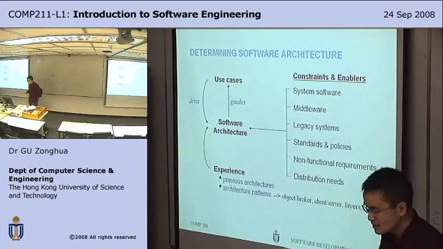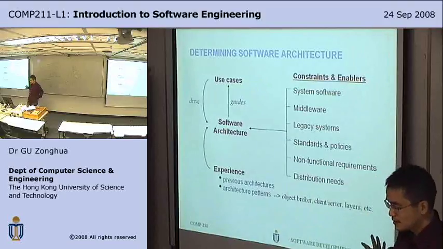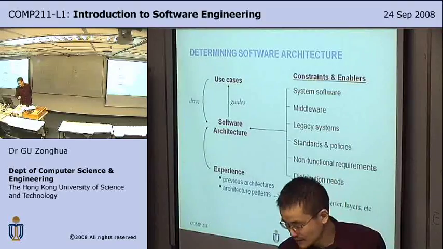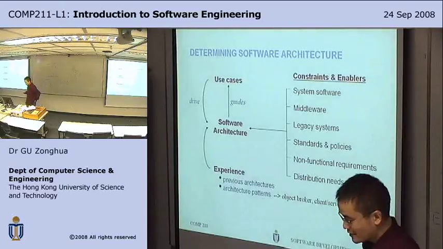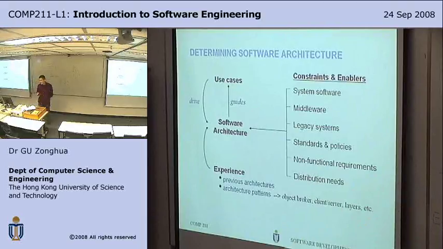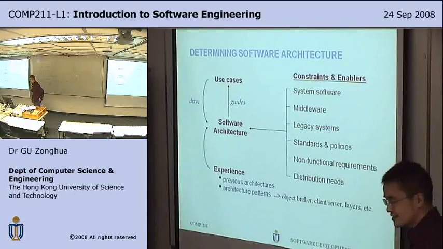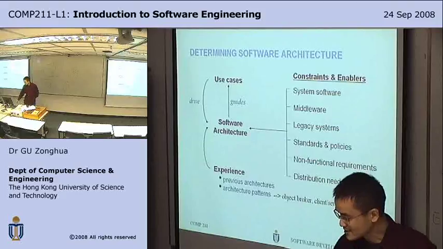So all these are really part of the experience that you learned from either yourself within the organization or by the software engineering community at large, as documented in many books. So these guide the architecture design.